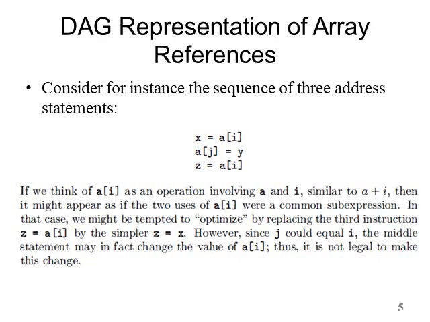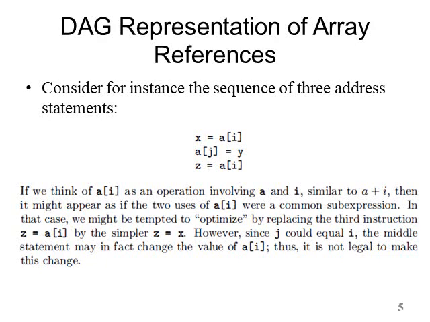So take an example on your screen. I have considered 3 address statements. The first statement is x equals a[i], the next statement is a[j] equals y, and the third one is z equals a[i]. Here you identify the first and third statements where the right parts are the same, a common subexpression. So I can eliminate a[i] from the third statement and put x. So the third statement will look like z equals x.